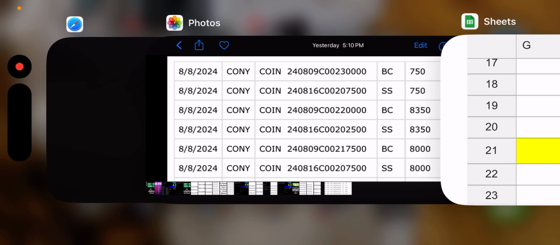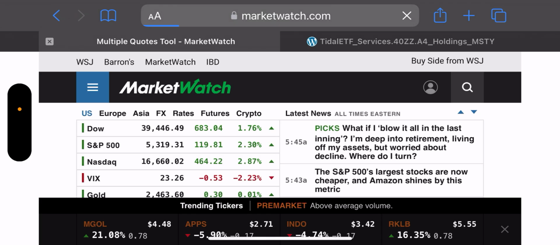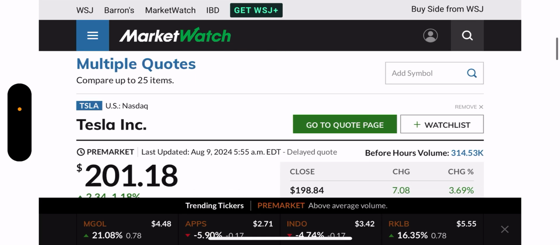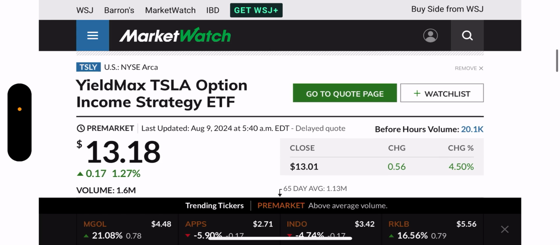All right, so let's go to the pre-market. Let's refresh this. Market watch. All right, so, do we want green? I don't even know. Tesla is up 1.18%. It's at 201.18. Again, what do we want with these funds?